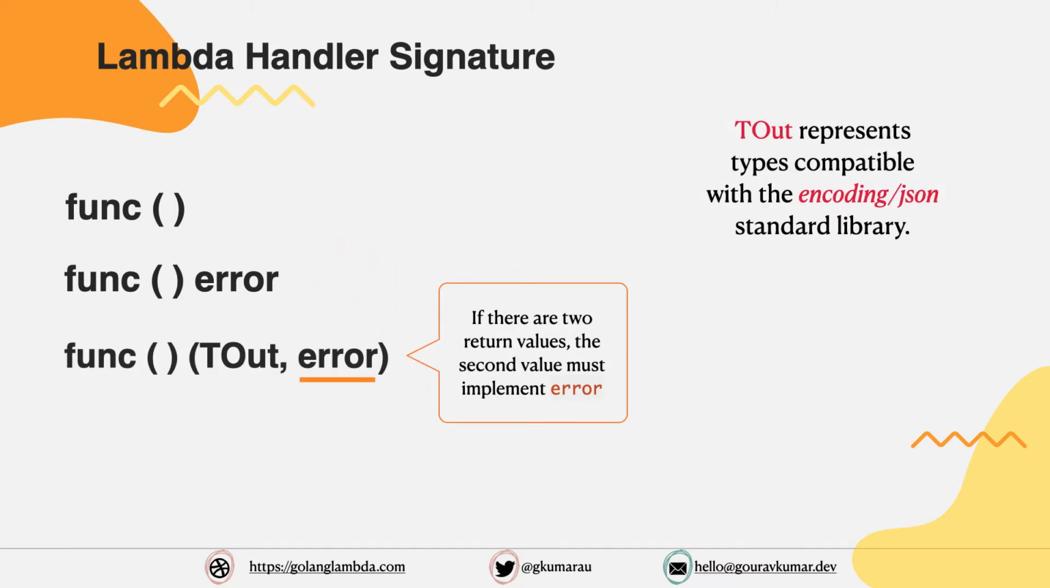The next one is when you want to return a custom type. You can only do that with two return values. The first one could be your custom type, and the second one must implement the error interface. Your custom type should be compatible with the encoding JSON library. Don't worry if it looks complex here. You will see the implementation of handler function with the custom types and the error interface in future lectures, and the implementation will clear all the doubts.